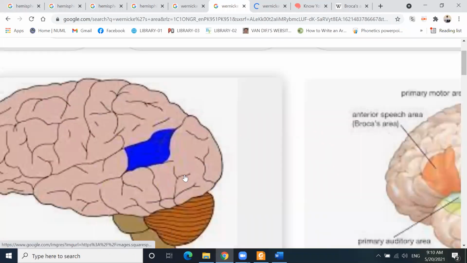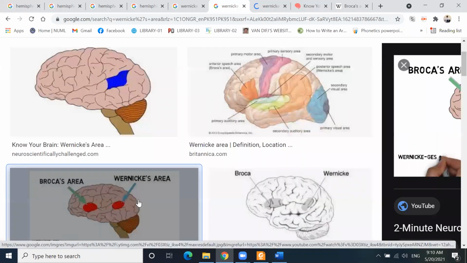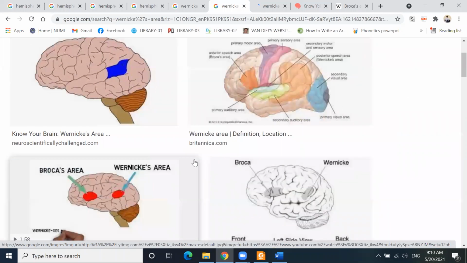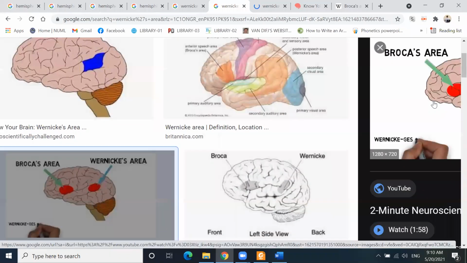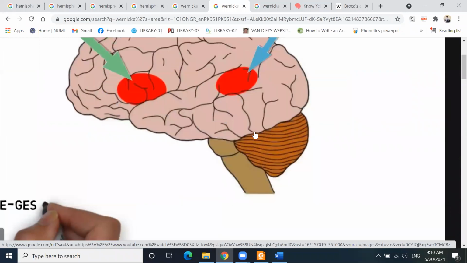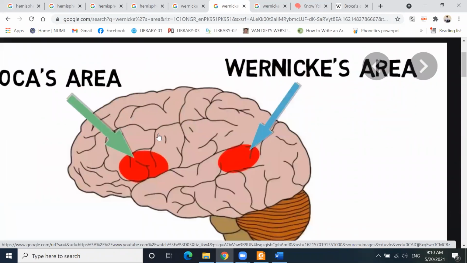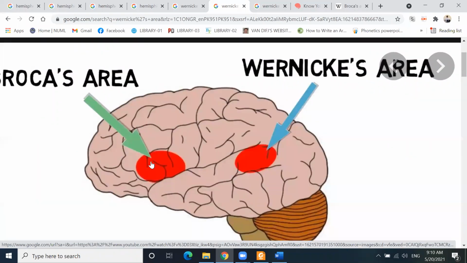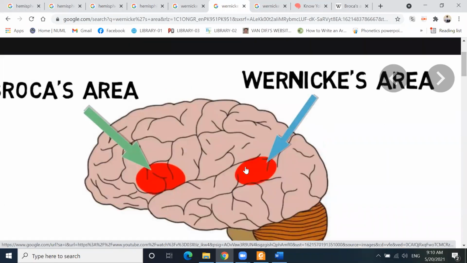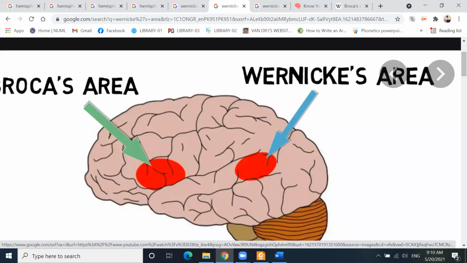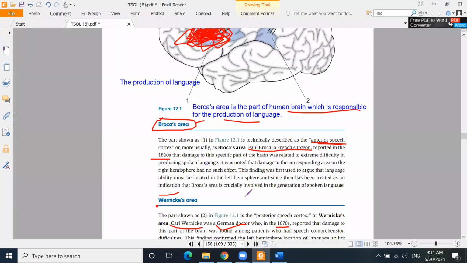Okay, so if you look at this picture of the brain, it has got two parts, Broca's area and Wernicke's area. This one is Broca's area, which we already talked about. Now this part of the brain is called Wernicke's area. It was discovered by Karl Wernicke, who was a German surgeon.